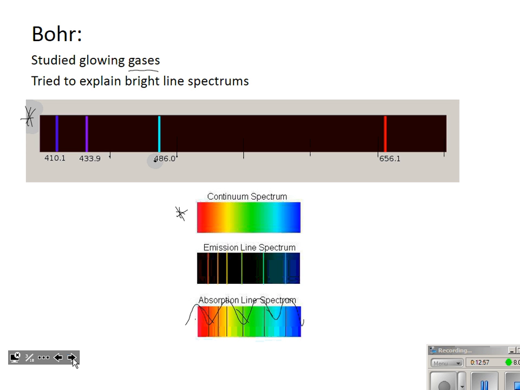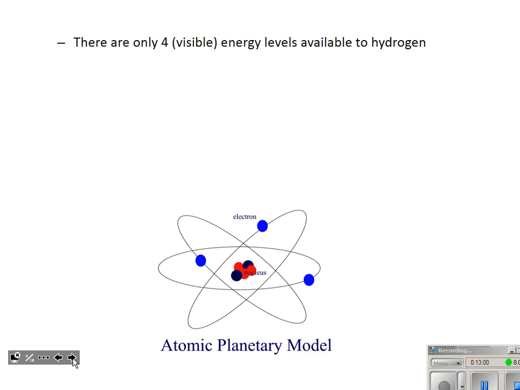So Bohr was studying hot glowing gases, and basically he came up with this planetary model. And this is what he said. For hydrogen, there are only 4 energy levels. Now, you see how I put visible in there? That's because that's all we could see. That does not mean that there weren't other energies coming off of that spectrum. And when, by looking at that bright line, he said, oh, there's 4 energy levels. Electrons in an atom are quantized, meaning they only have a certain energy.